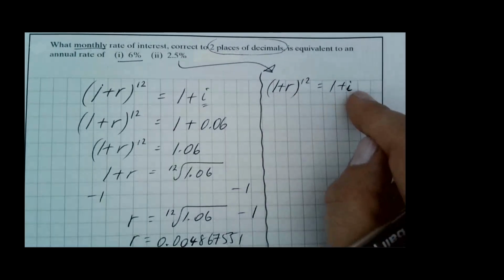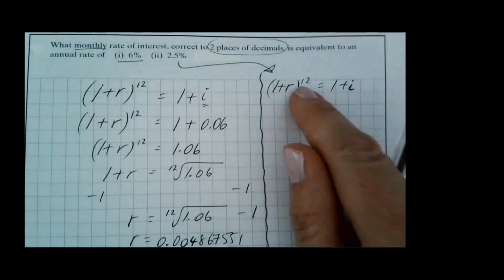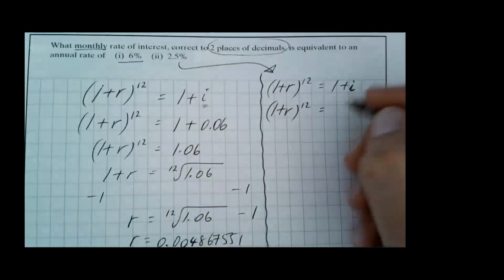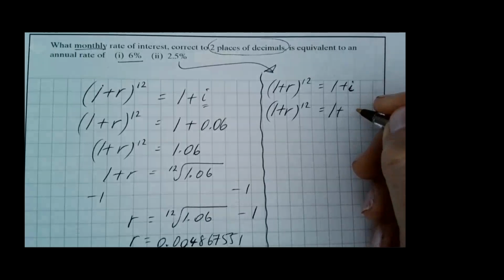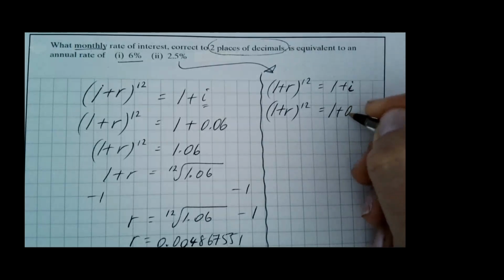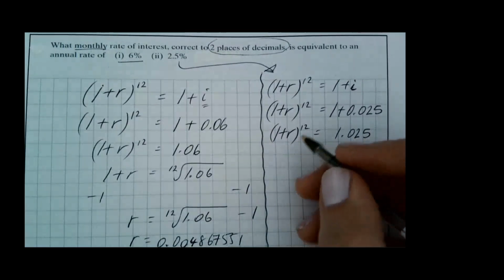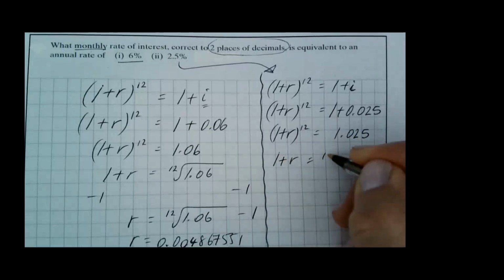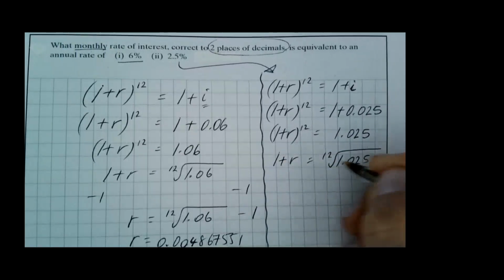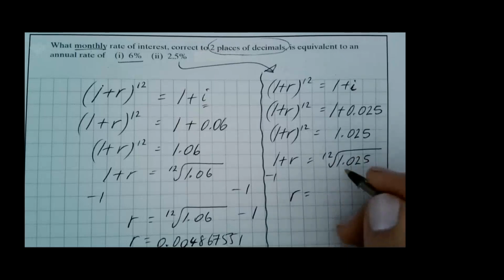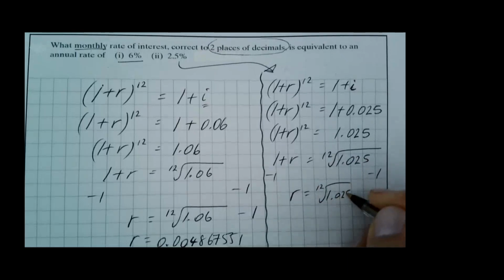Good news is mostly you're only asked about a monthly rate, really. If you're given an annual rate, the change is usually to monthly, but you may be asked quarterly, so you just want to be familiar with how you would adapt that. Okay, so this time, again, I don't know my r, but I know that the rate is 2.5%, so 2.5% as a decimal is 0.025. So again, to undo the power of 12, I am going to do the 12th root. And I'm going to take away 1. So the 12th root of 1.025, subtract 1.